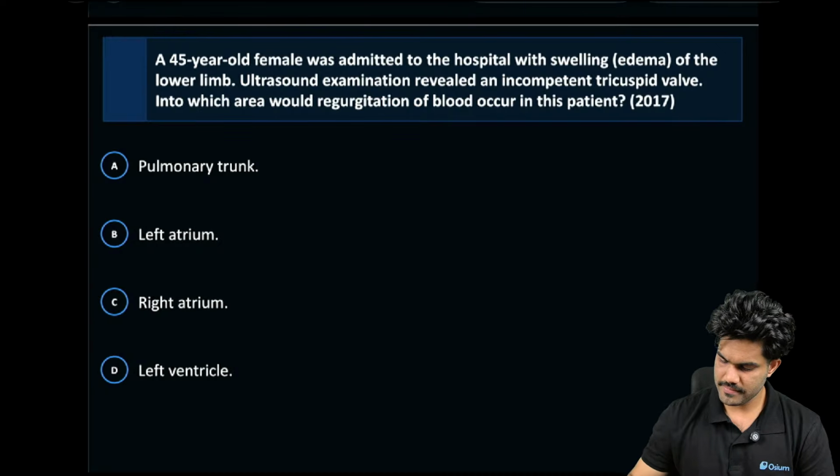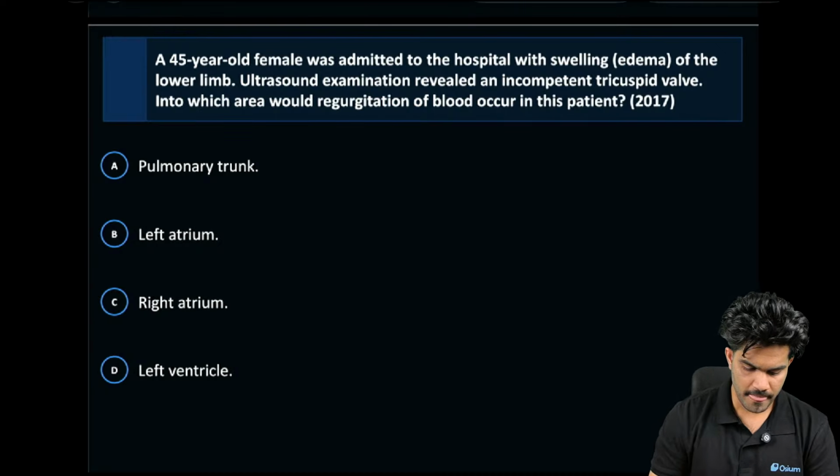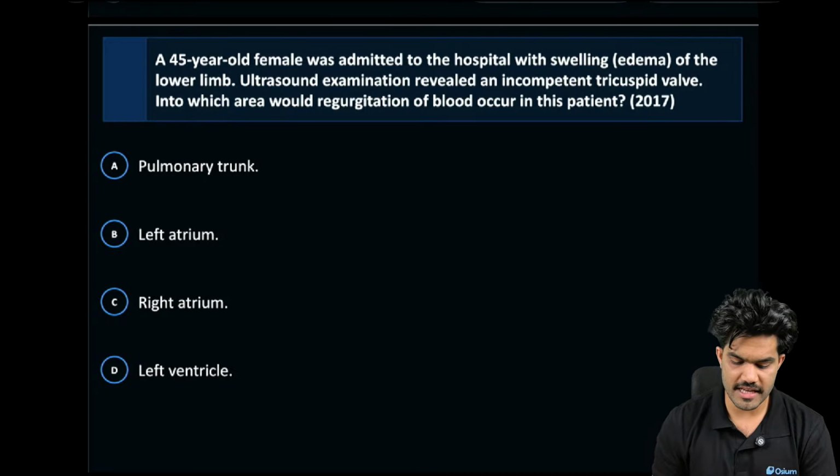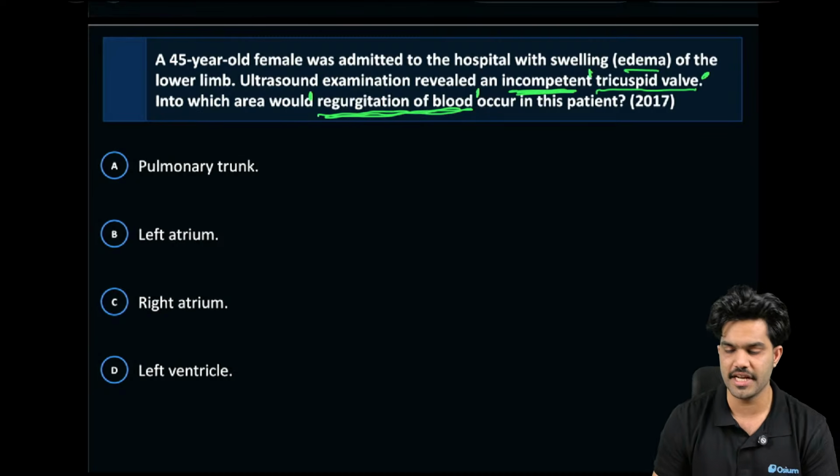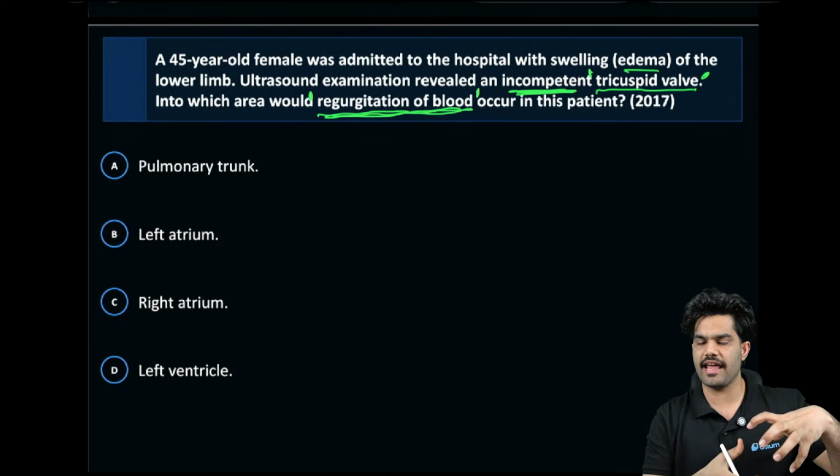Let's see. A 45-year-old female was admitted to the hospital with swelling edema of the lower limb. Ultrasound examination revealed an incompetent tricuspid valve. Into which area would regurgitation of the blood occur? Focus: tricuspid valve, incompetence and regurgitation. Think about where the tricuspid valve is.